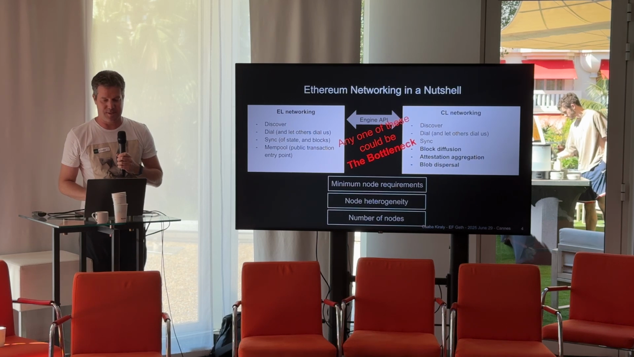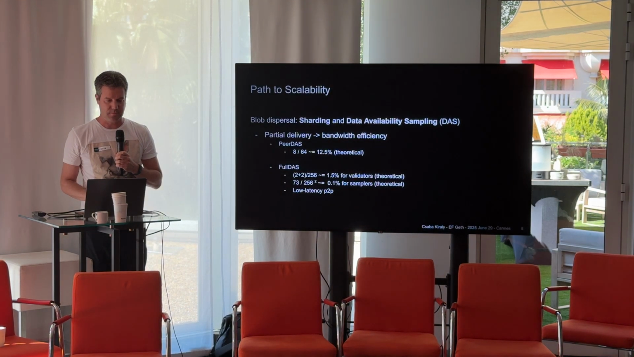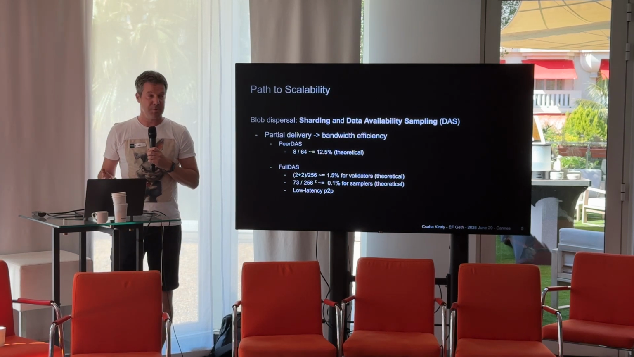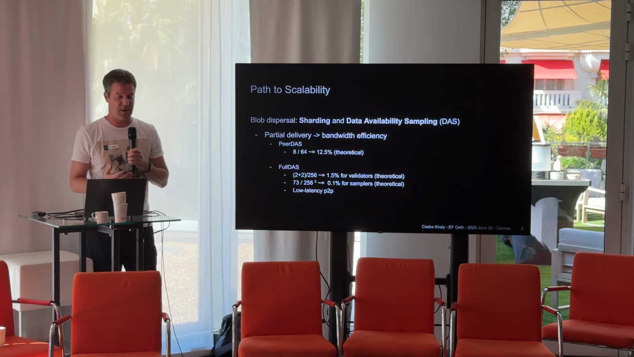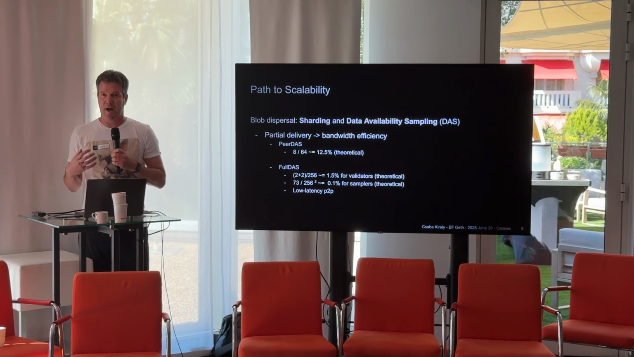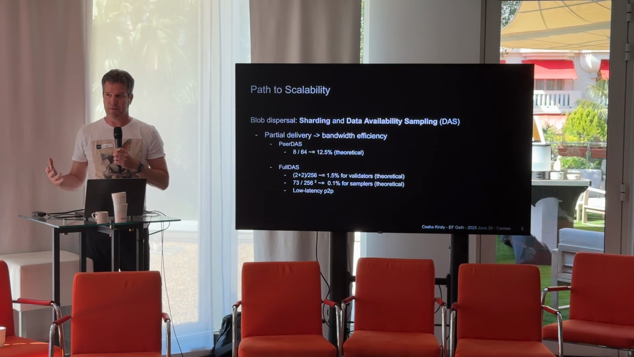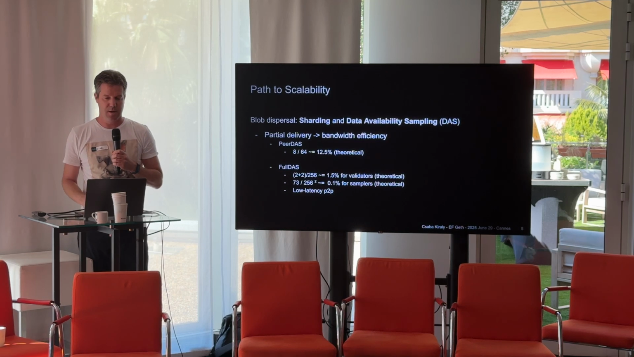So when we are speaking of low latency, we are speaking of block diffusion, attestation aggregation, and block dispersal. For example, in block dispersal, with sharding and data availability, we are just doing partial delivery. So the nodes are only receiving part of the actual data, and we are optimizing bandwidth, right?